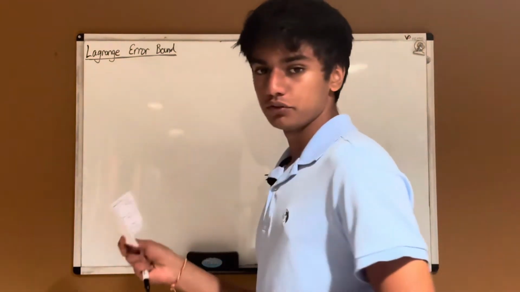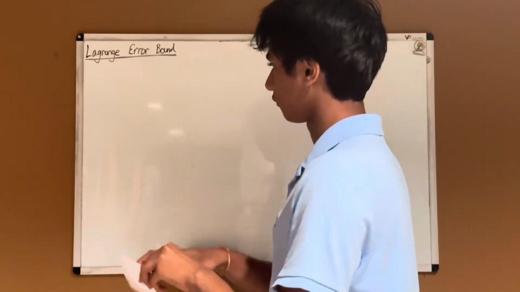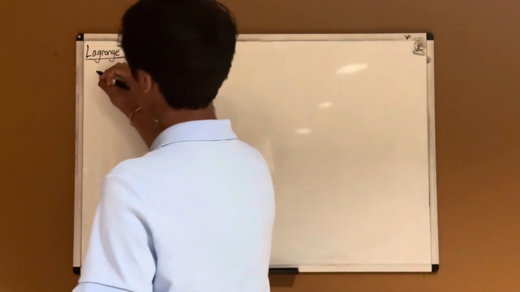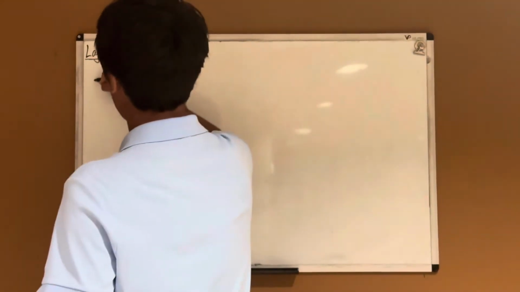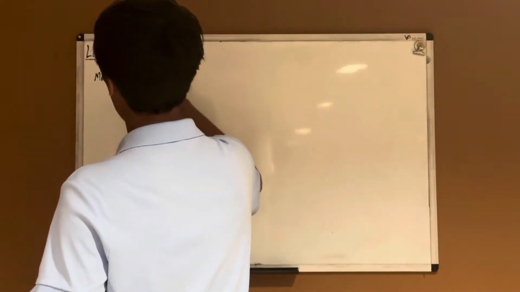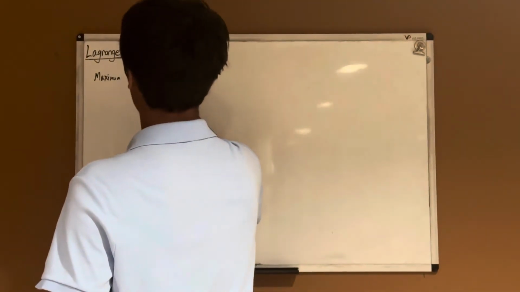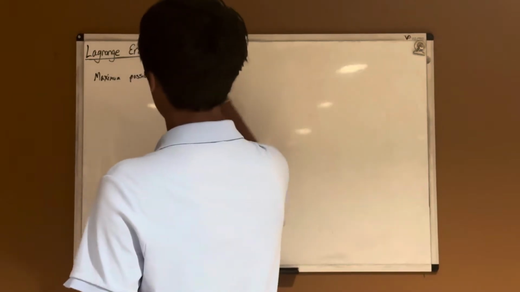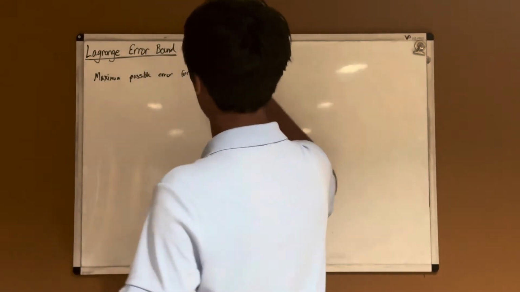So to start, when do we use Lagrange Error Bound? Well, we use Lagrange Error Bound when we're finding the maximum possible error for a Taylor approximation.